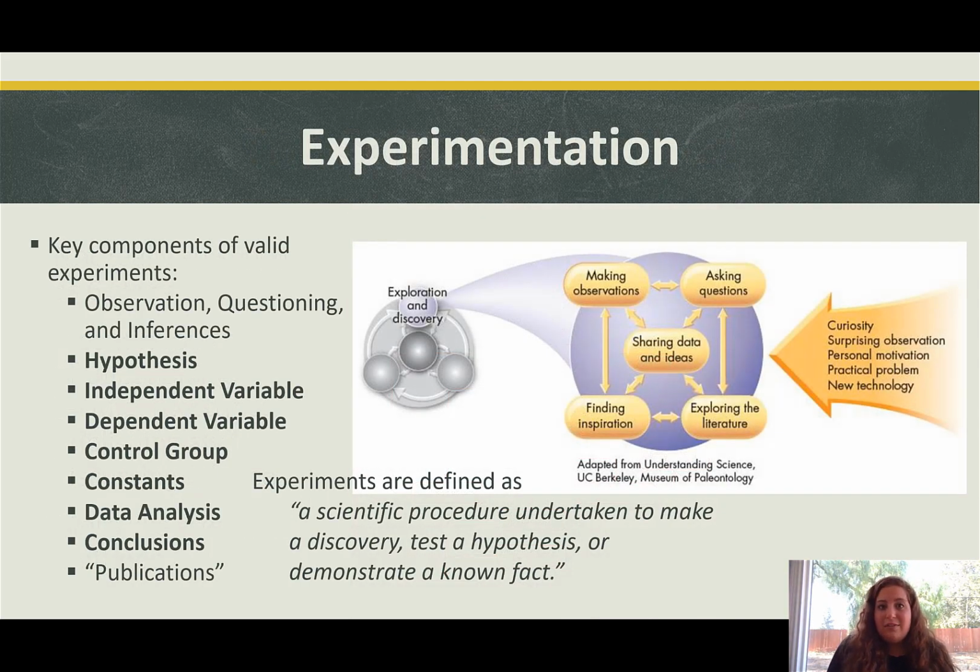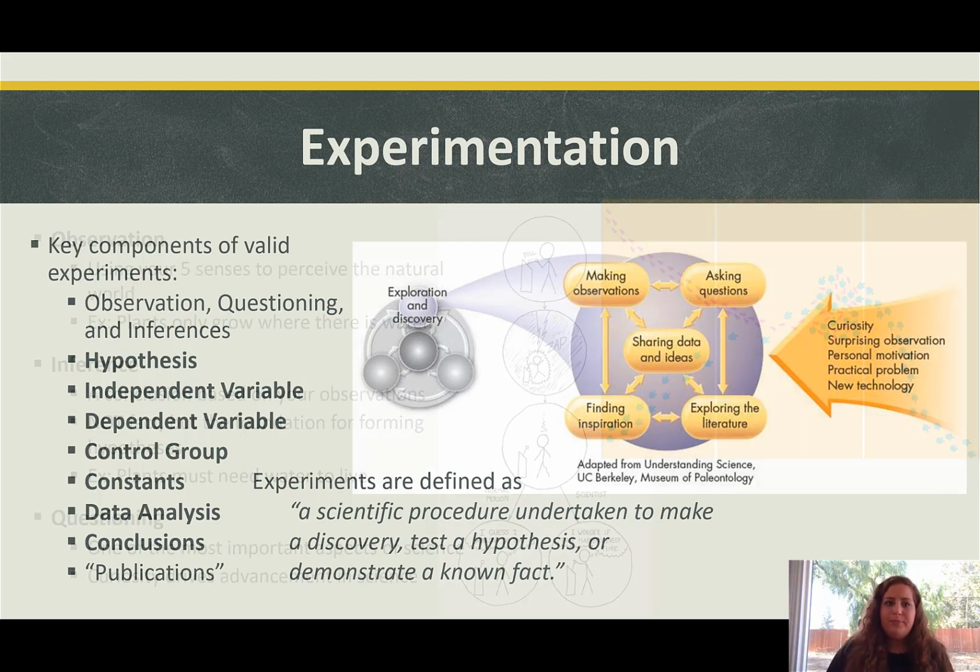Now, one of the key aspects of scientific methodologies and the scientific method and all of that is experimentation. It's a procedure or a process that scientists do to make a discovery or test a hypothesis or demonstrate a known fact. This is the key thing that you think of probably when someone mentions science to you. You think of doing experiments. So this is where we're going to really focus in our information right now. How do I build a good experiment? What are the key components of a good experiment?